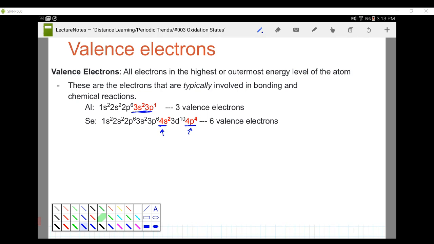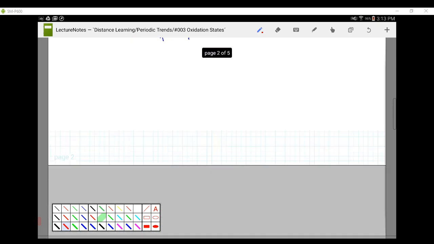So the valence electrons are all of the electrons that exist in that highest energy level. So for aluminum, we see that there's a total of 3 valence electrons, 2 from the 3s and 1 from 3p. And for selenium, we have 6 valence electrons, 2 from the 4s and 4 from 4p. So if we use the electron configuration like that, we can find the number of valence electrons for any of these different atoms.